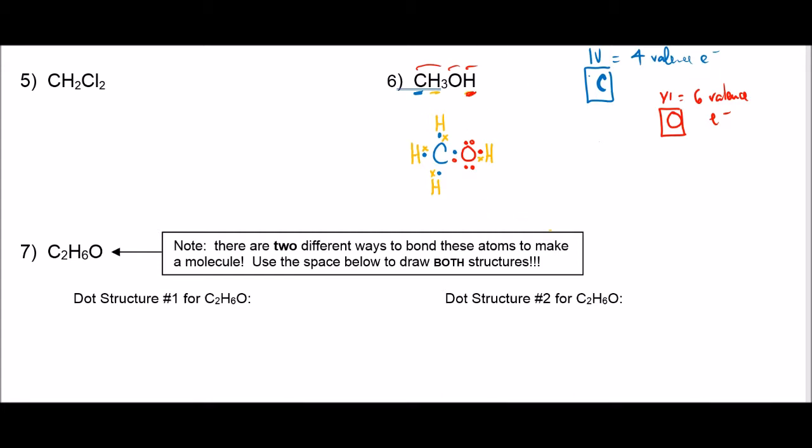I will now turn it into a line structure. To do a line structure, wherever there was a shared pair, like right there, or right there, that becomes a bond. So I see carbon bonded to a hydrogen on the left, carbon bonded to a hydrogen on the bottom, carbon bonded to a hydrogen on the top, carbon bonded to oxygen on the right, oxygen bonded to hydrogen on the right. This is the line structure.